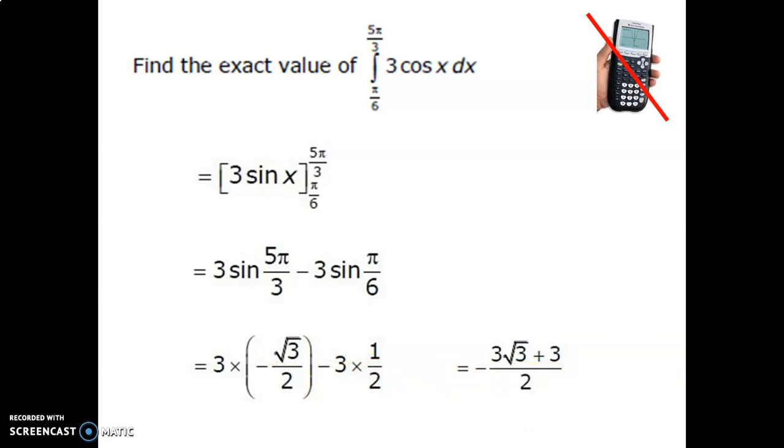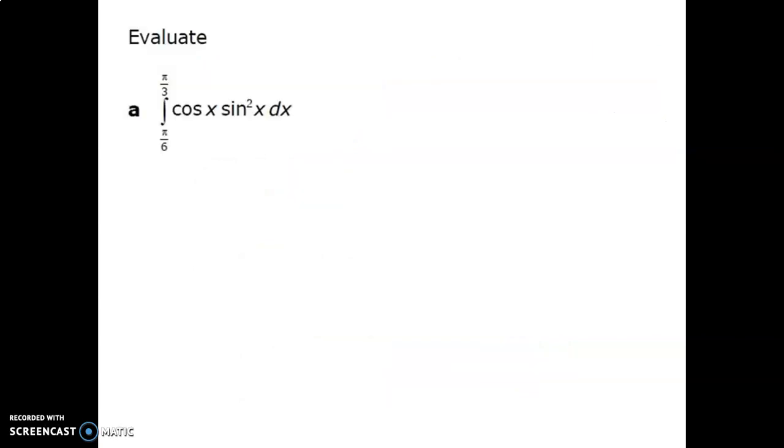This is a really good combination of so many things you've learned. Trigonometry, integrals, even some derivatives in the background. So this is a really good problem. Hope that worked out for you. Let's try one more. So try this one here.